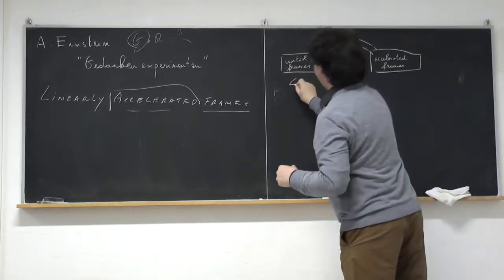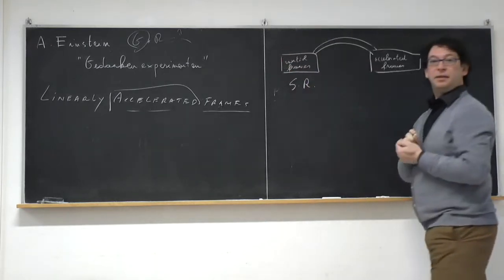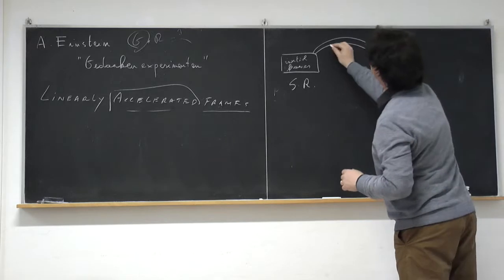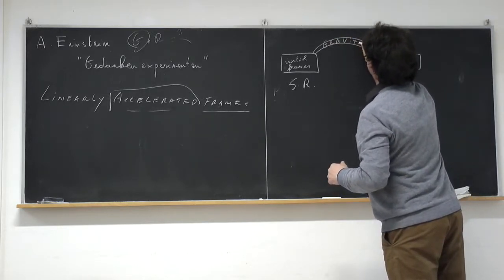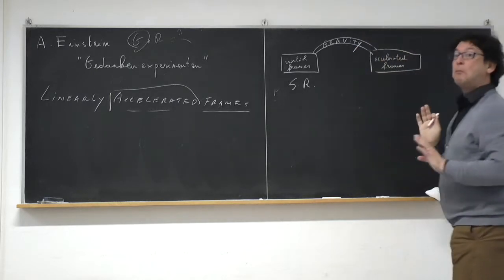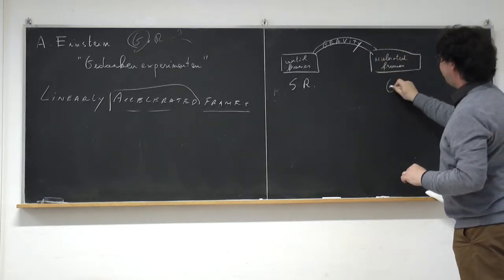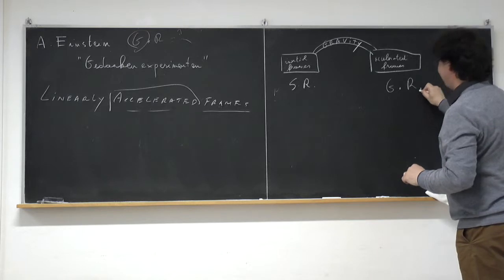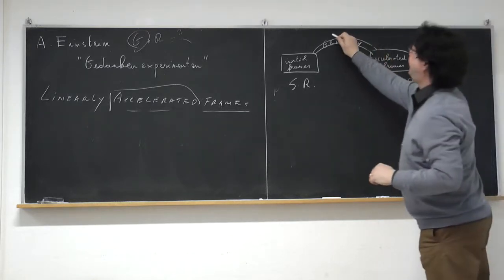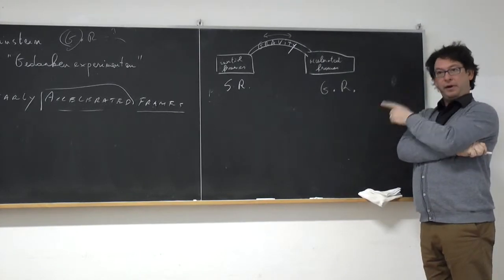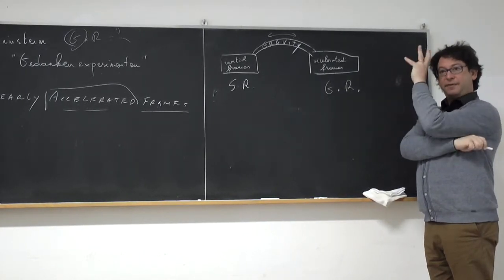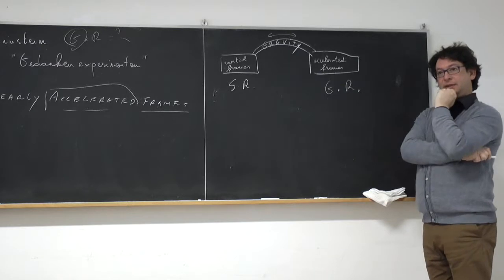This is the universe of special relativity. The bridge is gravity, what we call gravity. And this is the world of general relativity. This is Einstein's philosophy at this point, more or less.